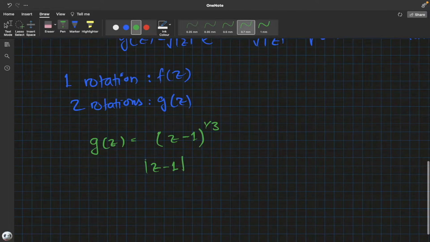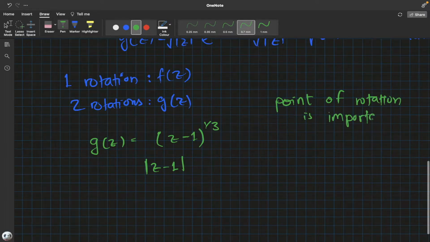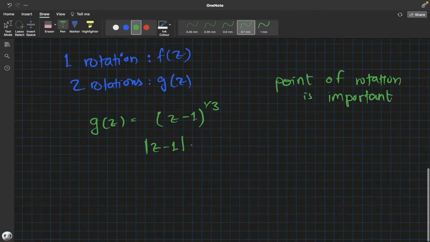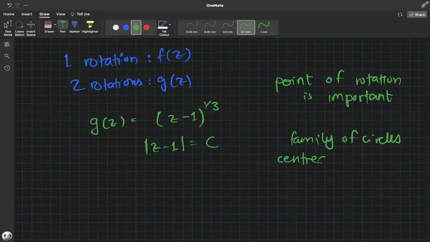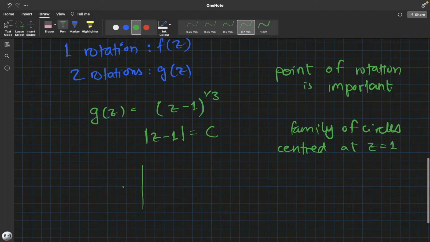So the point around which you're doing rotations is also important. The point of rotation is important. We're going to tie these terms together when I come to the formalism. What this gives me is a family of circles centered at z equals 1. So that's going to be somewhere here. This is my origin. It's going to be here. Z equals 1.